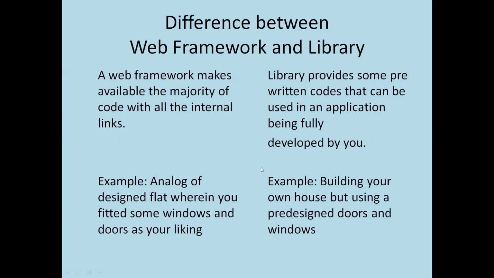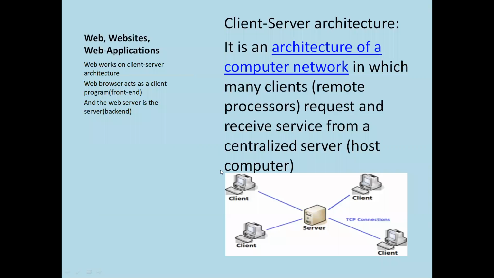So let us try to understand what exactly a web framework and a library are. A web framework makes available the majority of the code with all the internal links, whereas a library provides some pre-written code that can be used in any application being fully developed by you. So an analogy to explain this difference between a web framework and a library can be explained in this way.